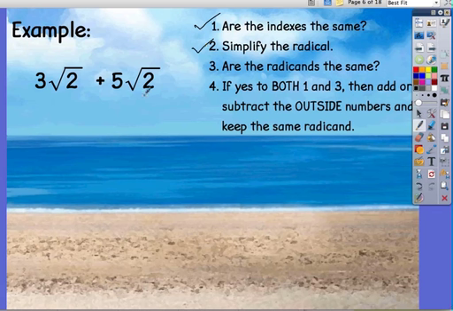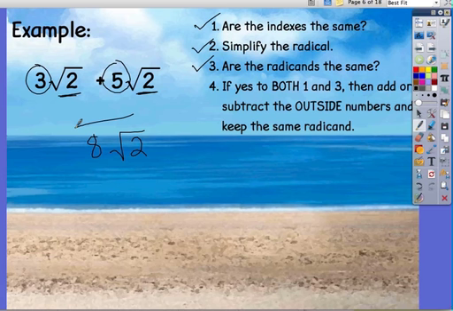Now step 3. Are the radicands the same? Here, I've got 2 and 2. Yes, they are. They are the same. So I can answer yes to 1 and 3. The indexes are the same. The radicands are the same. So then I get to perform whatever operation, in this case it's addition, to the outside numbers. Okay? So I'm going to take 3 square roots of 2, and I'm adding 5 square roots of 2 together. How many square roots of 2 do I have? 3 plus 5. Okay? So I end up with 8 square roots of 2.